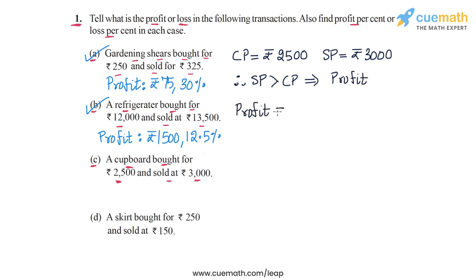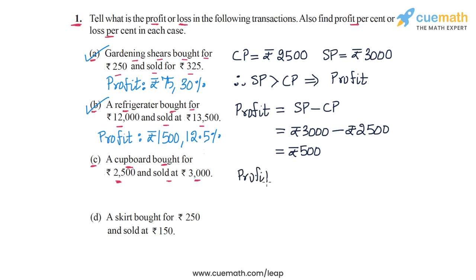The value of the profit will be the selling price minus the cost price, or rupees 3,000 minus rupees 2,500, and this is equal to rupees 500. So a profit of rupees 500 was made on this transaction. Now let's calculate the profit percent.